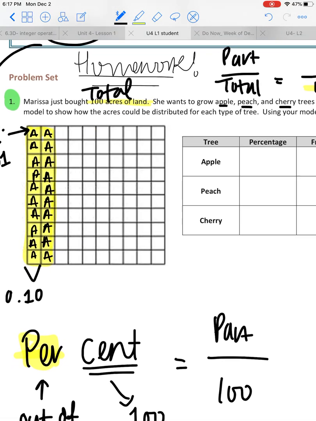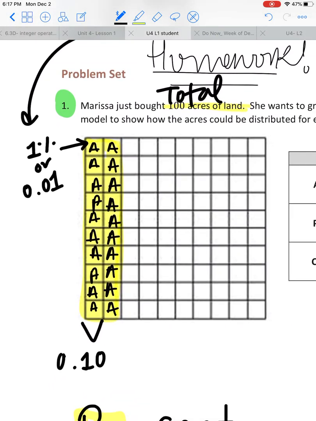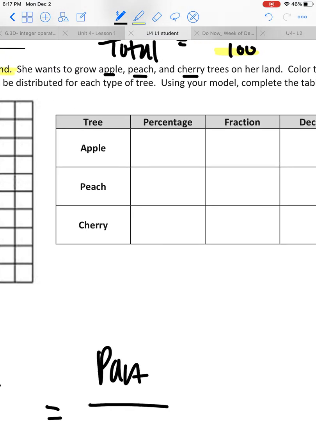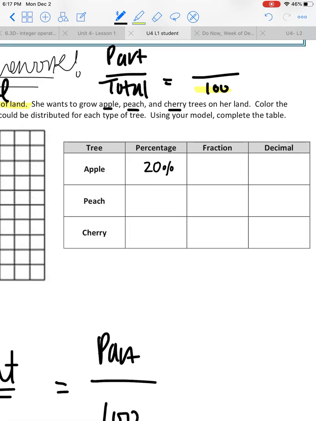And then in my apple, I'm going to write the percentage. So obviously, remember, if each box is 1%, then this is 2%, 3%, 4%, 5%, 6%, 7%, 8%, 9%, 10%. So each one of these rows is 10%. This is also 10%, so in total it's 20%. So I'm going to go ahead and put the percentage as 20%. Remember that the fraction is always a part out of the total. Well, you shaded 20 squares out of the total, and a percent is out of 100.